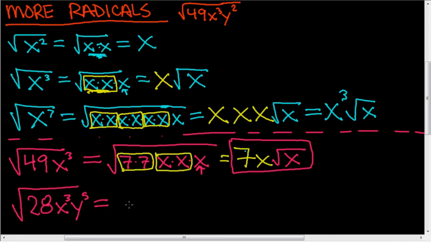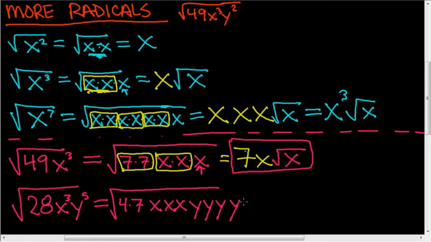Now this 28 we can't take the square root of, but maybe I can break it up into stuff we can take the square root of. Like isn't 28 the same as 4 times 7? Right? 28 and 4 is 7. Why would I break it up into 4 and 7? Well, it's because you can take the square root of the 4 part. And then there'll be 3 x's and 5 y's. 1, 2, 3, 4, 5.